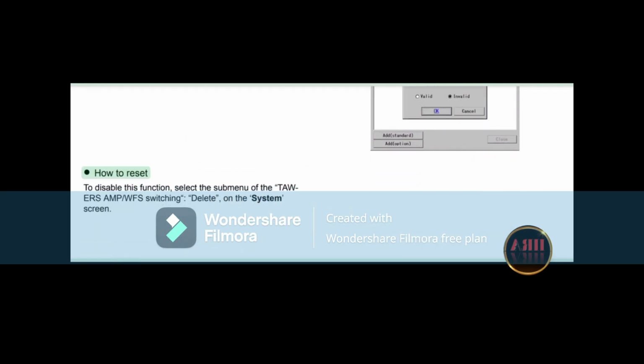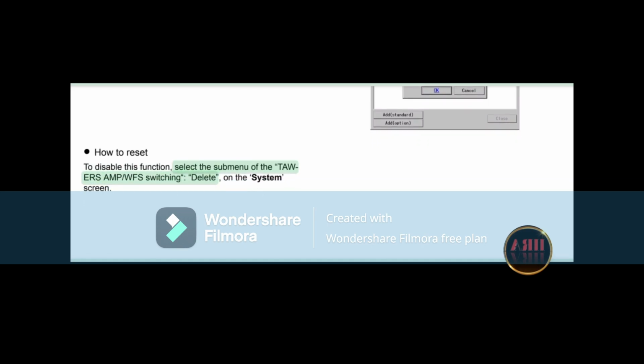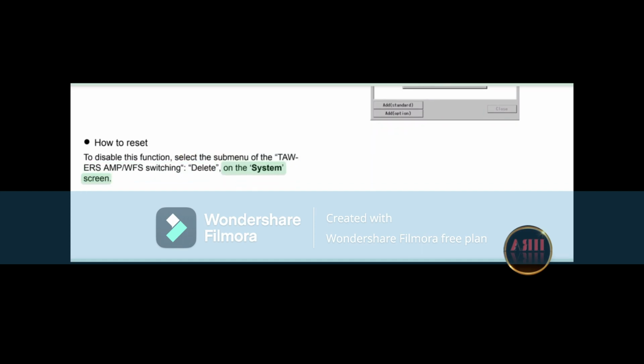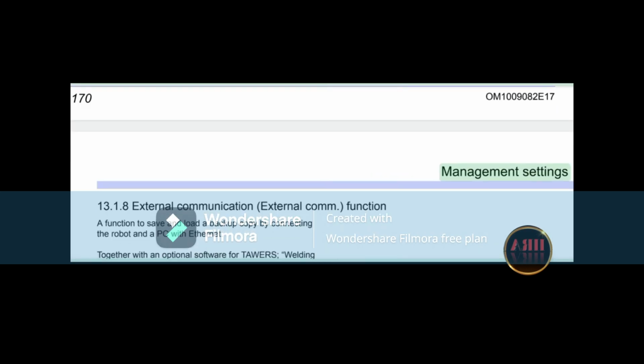How to reset? To disable this function, select the submenu of the TAWERS AMP, WFS switching, delete, on the system screen. Note: this function is available only when TAWERS series are used. Management settings.